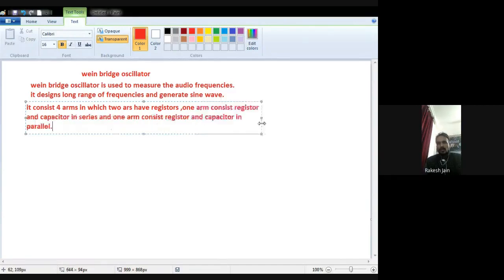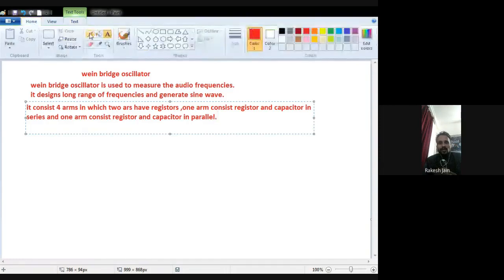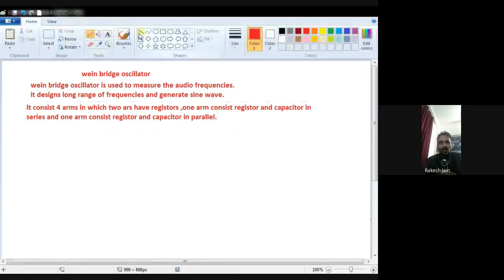So the Wien bridge oscillator is a circuit which is used to measure audio frequencies. It designs a high range of frequencies, right? But some components are required, and today we design the Wien bridge oscillator with an operational amplifier. The circuitry includes 4 arms, in which 2 arms contain resistors and the remaining 2 arms contain a resistor and capacitor: 1 arm contains a resistor and capacitor in series, and the last arm consists of a resistor and capacitor in parallel. So let's see the diagram of this Wien bridge oscillator with operational amplifier.